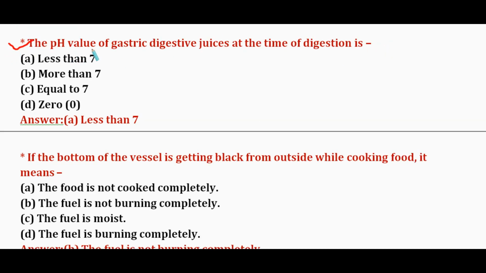Next question. The pH value of gastric digestive juices at the time of digestion is less than 7, more than 7, equal to 7, 0. The correct answer is less than 7.